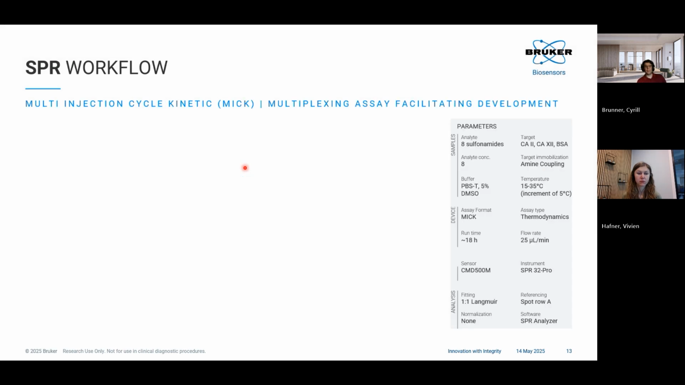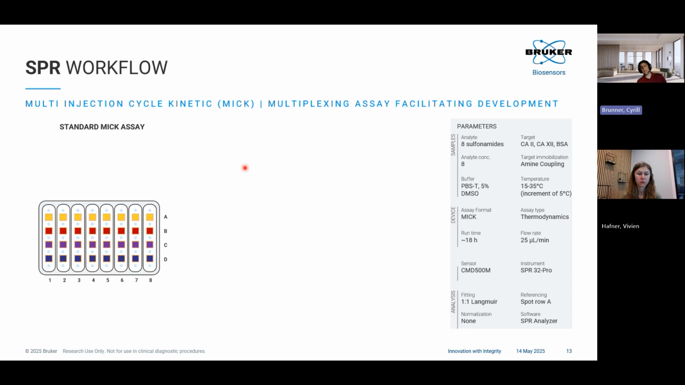knowledge. The workflow, and I show here an explicit example done on an SPR32 Pro. In this case, we measured against 3 proteins. Those 3 proteins were carbonic anhydrase 2, 12, and BSA as negative control. Why carbonic anhydrase 2 and 12? Both come out of the same family. They're very similar on the primary sequence as well as on the secondary sequence level. So there's a bit of a selectivity question there automatically included.